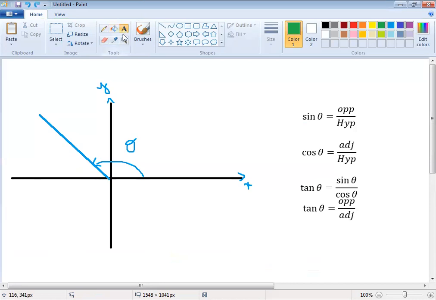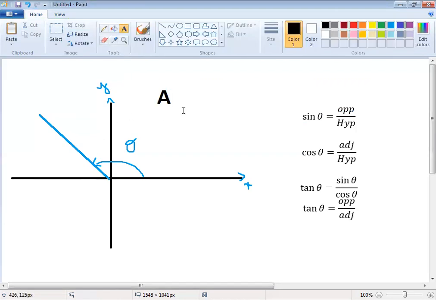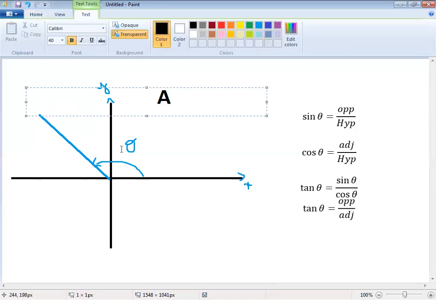The first quadrant, which is 0 to 90, we call A. What does A mean? All positive. Inside this, sin was positive, cos was positive, and tan was also positive. What about the second quadrant? Which trigonometric function did you find positive in this one? Only sin was positive. So we name it as S.